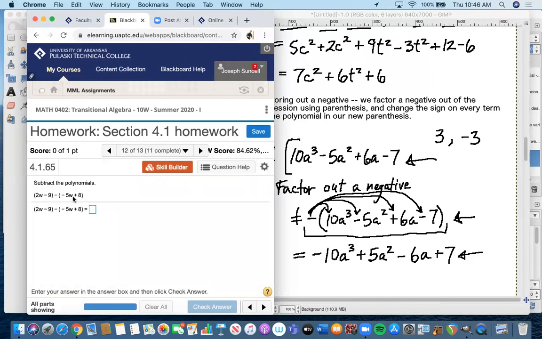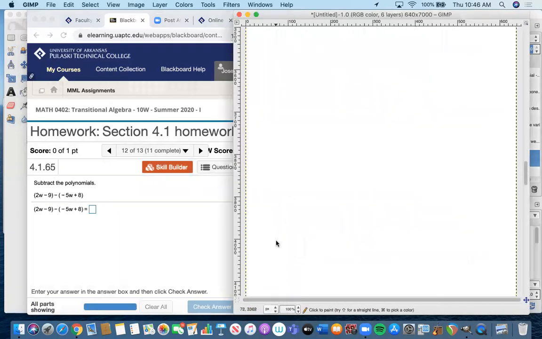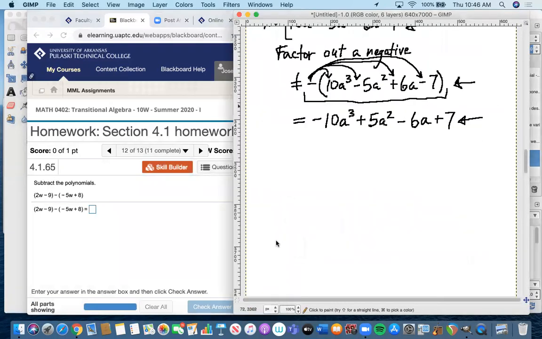All right, so now we're going to basically use what we just learned to subtract polynomials. Notice how that negative sign distributed, right? That's what we need on this next problem. So number 12, we're going to subtract these two polynomials. So 2w minus 9 minus this next polynomial, negative 5w plus 8.